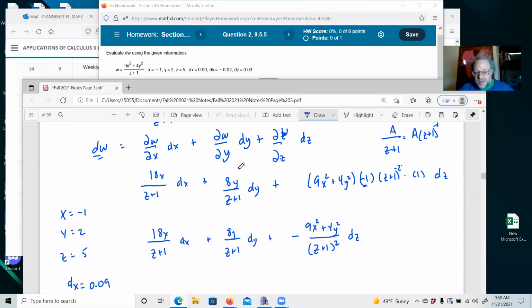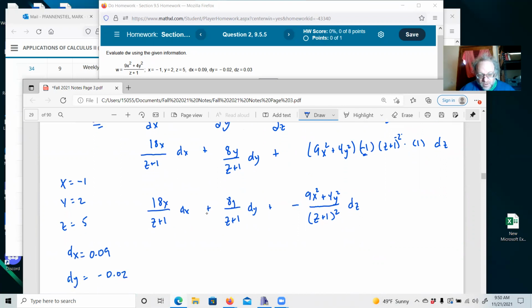So now the only thing left to do here is to plug in our values. What's x? So we have 18 times -1. What's z? 5 plus 1. And then dx, 0.09. Plus 8, that's the 8 from the y, times 2. Again, 5 plus 1. And then dy, this was -0.02.